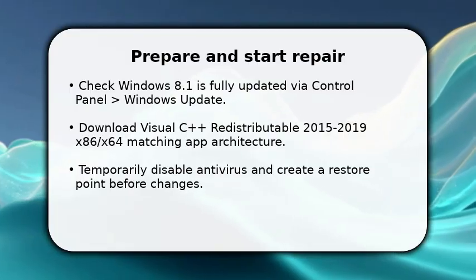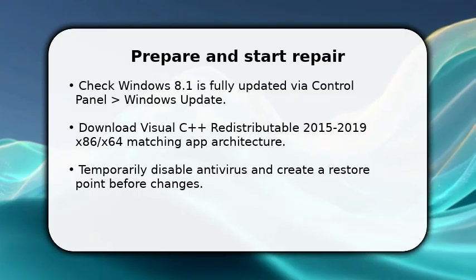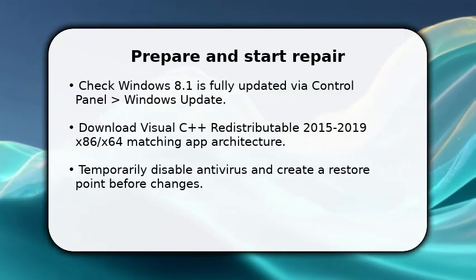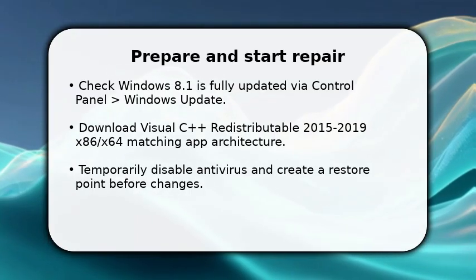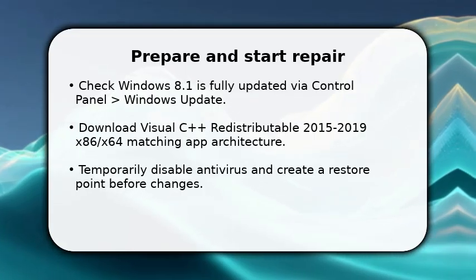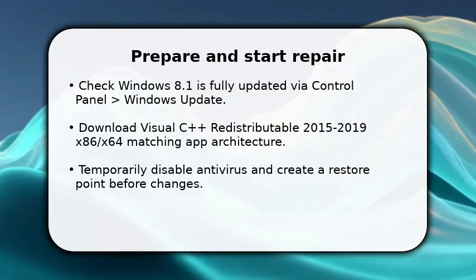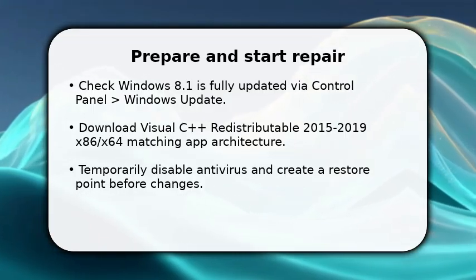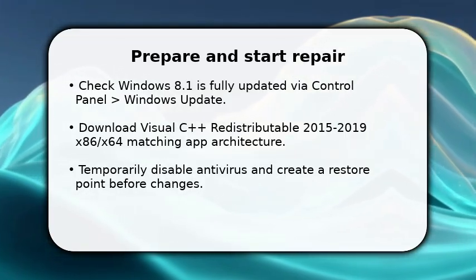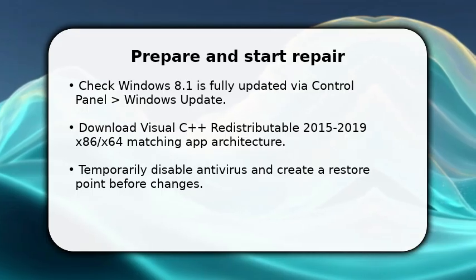You begin by confirming Windows 8.1 has recent updates. This ensures dependency frameworks are present. Once done, download the Microsoft Visual C++ redistributable packages for 2015 through 2019. Choose x86 for 32-bit apps and x64 for 64-bit apps.